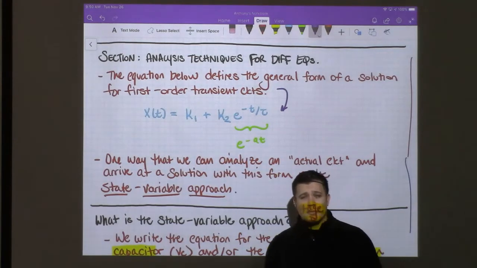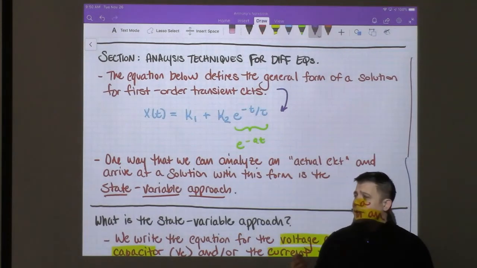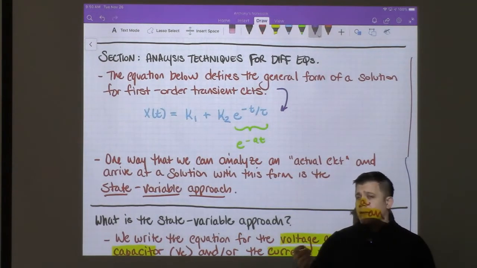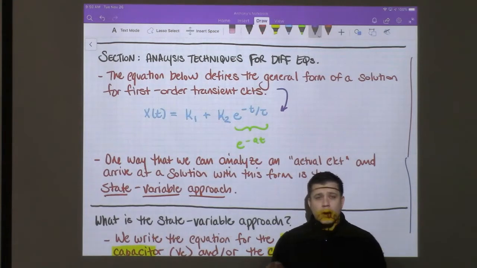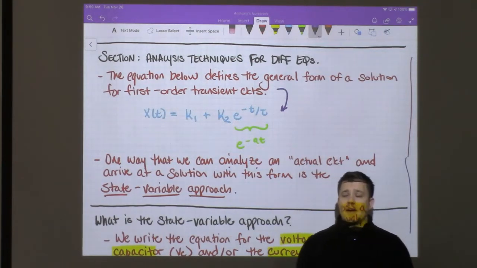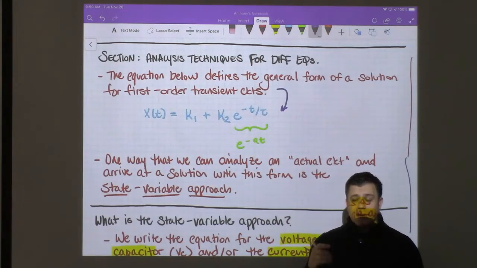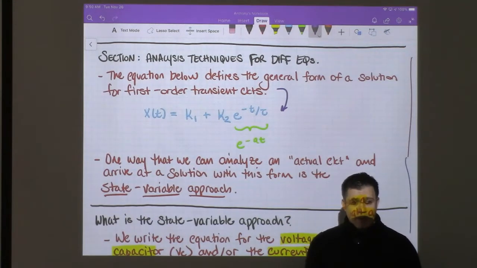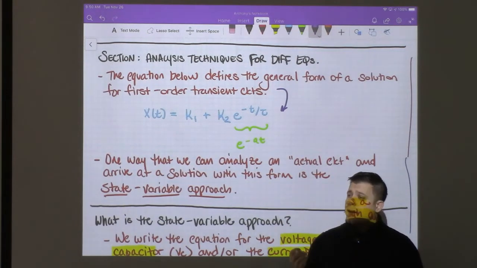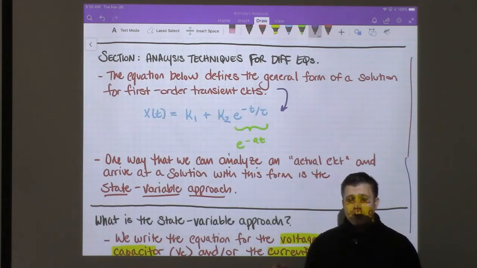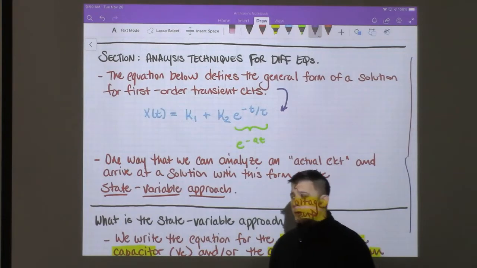Now the state variable approach is not really anything that complex. All it's saying is that when we have problems that are involving a capacitor, we are going to choose the voltage across that capacitor as our state variable, meaning that's the variable that we're going to focus on. It makes sense. We're trying to solve for that value. And then for circuits that have an inductor, the current through the inductor is going to be our state variable, and that's going to be what we're focusing on.